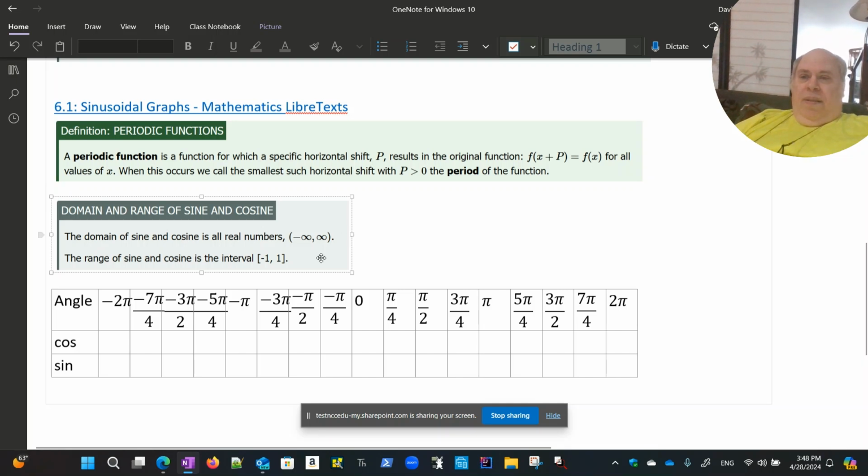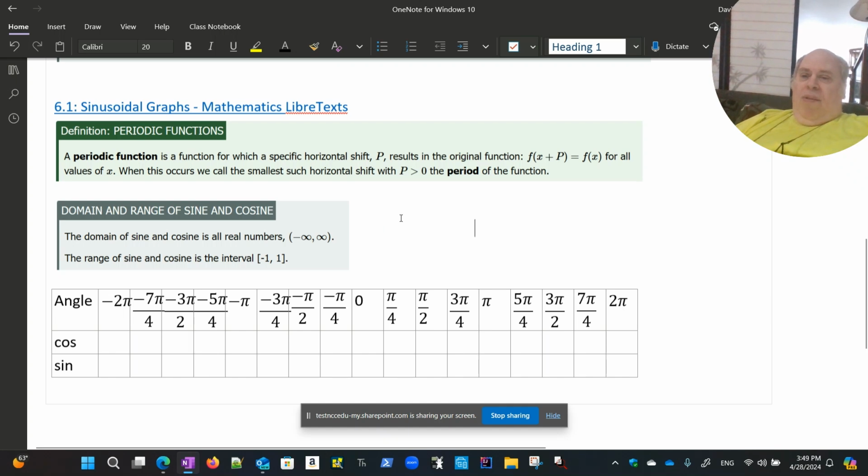Now, by the way, sine and cosine don't stop at minus 2 pi or 2 pi. They go forever. We're just going to focus on the part from minus 2 pi to 2 pi because it's convenient for us. But we can keep going to 3 pi, 4 pi, 5 pi, minus 3 pi, minus 4 pi, minus 5 pi. They go forever.